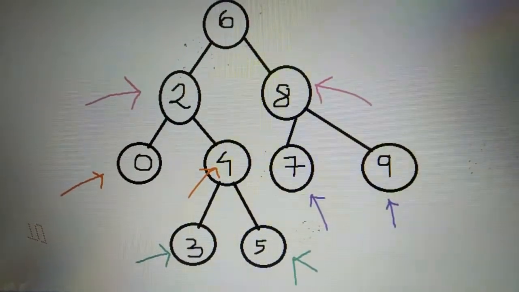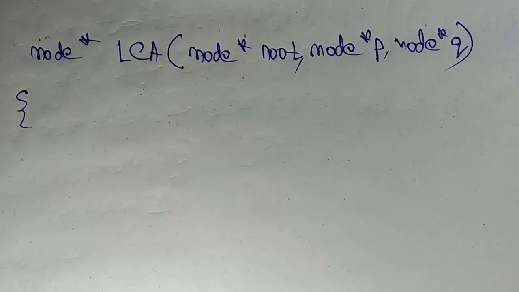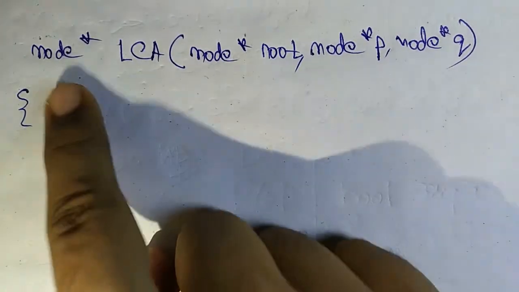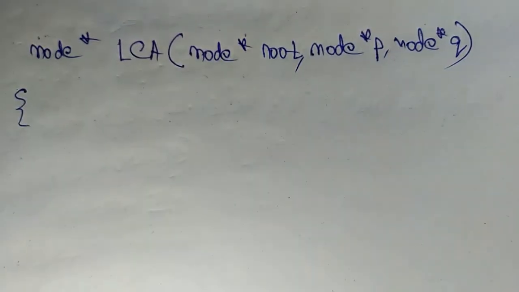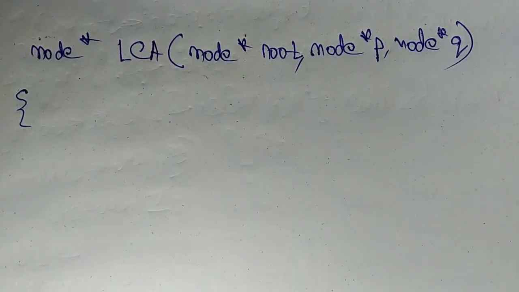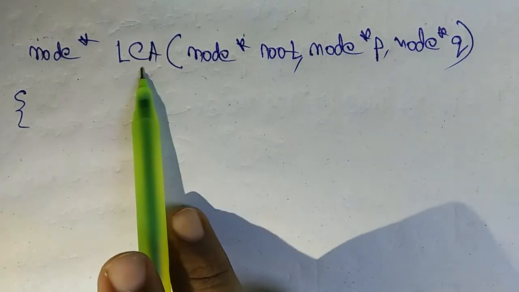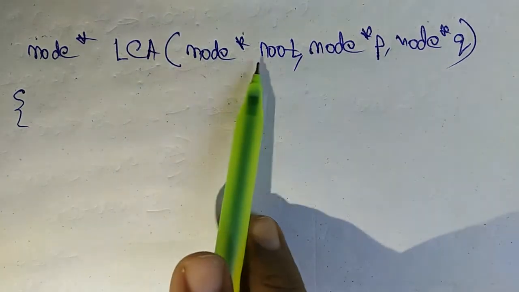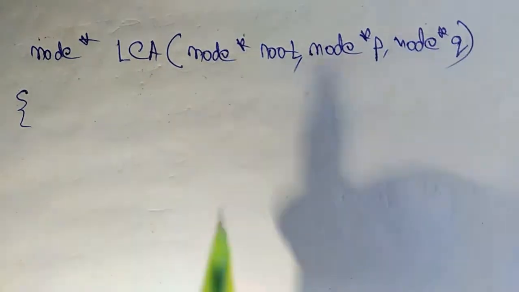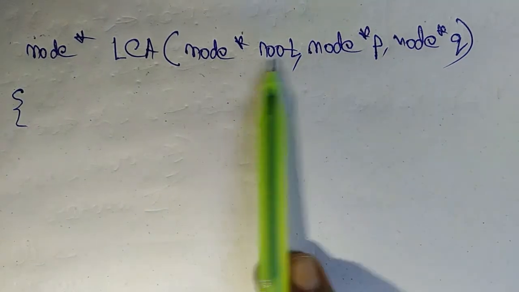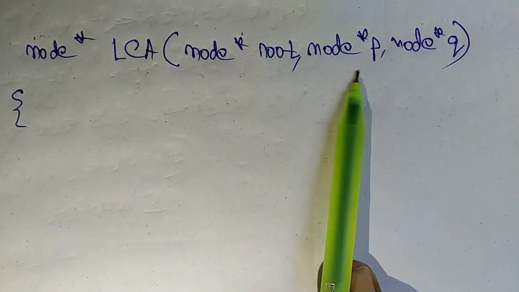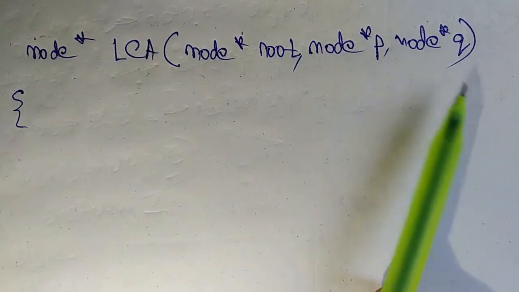Okay, so let's now run to code. So in this problem, we have to write a function whose return type will be node, and here LCA means lowest common ancestor. Okay, and here it accepts 3 node pointers. So one is the main root, one is node pointer P, and another is node pointer Q.